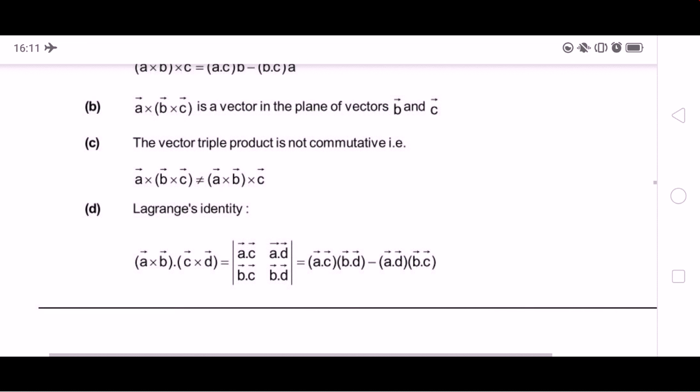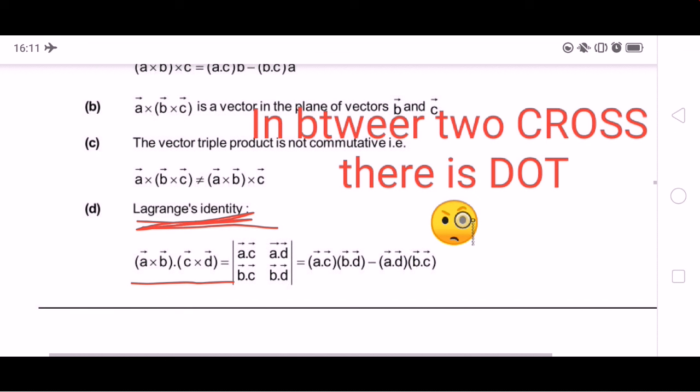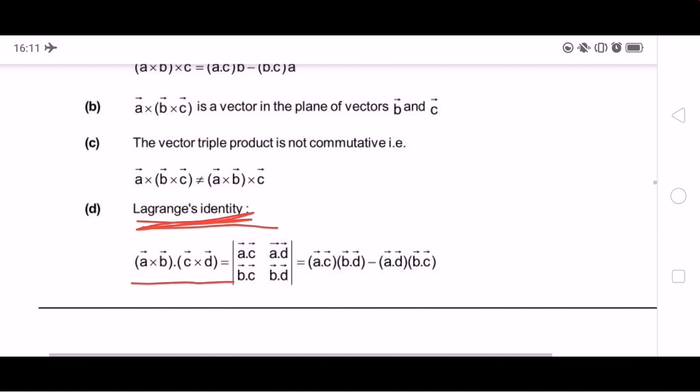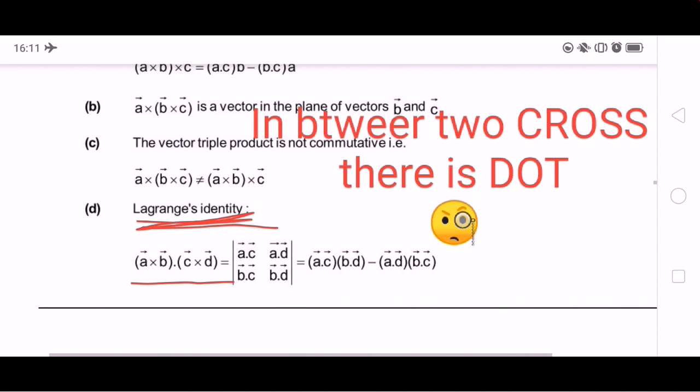Clear, guys? Okay, the next one is Lagrange's identity. It simply denotes a scalar thing, right? Why, sir? See, A cross B dot C cross D. What is A cross B? A vector or scalar? Obviously a vector. And C cross D is a vector. What is there in between? It's a dot, right? So what does this all become? Just a number, right? So Lagrange's identity will give us a number, which is nothing but a scalar: A cross B dot C cross D is equal to the determinant with rows A dot C, A dot D, and B dot C, B dot D.